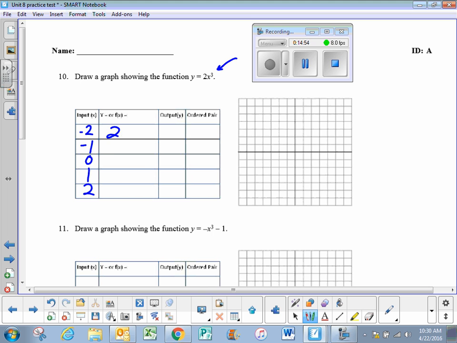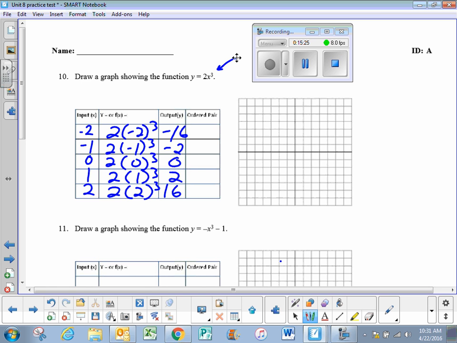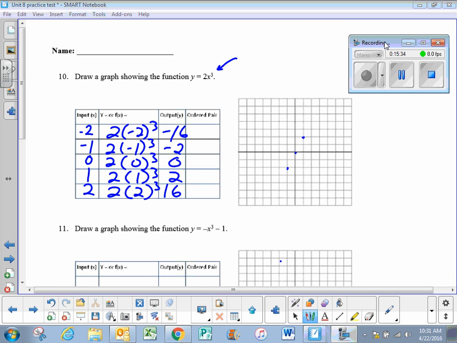So we have 2(-2)³, 2(-1)³, 2(0)³, 2(1)³, 2(2)³. So we're going to get -8 times 2, -1 times 2, 0, 2, 16. They're not always going to be symmetrical like that on a cubic function, but when you're not adding or subtracting something, they will. So I'm going to get (-2, -16), which is way down here somewhere. Okay, we're going to get (-1, -2). We're going to get (0, 0), (1, 2), and this one's going to be way up here-ish, right?